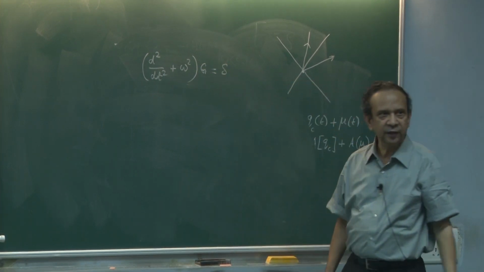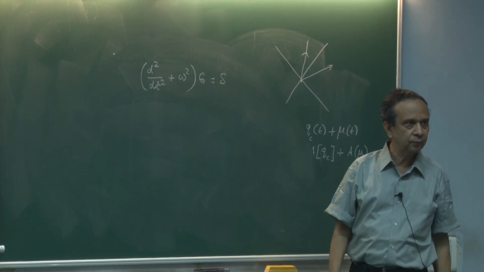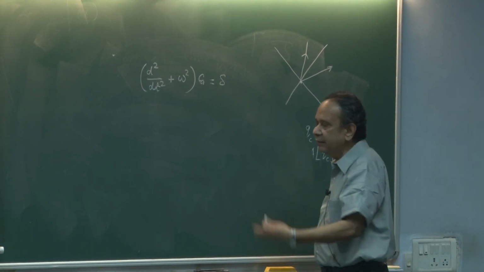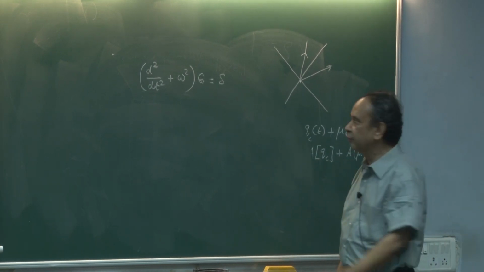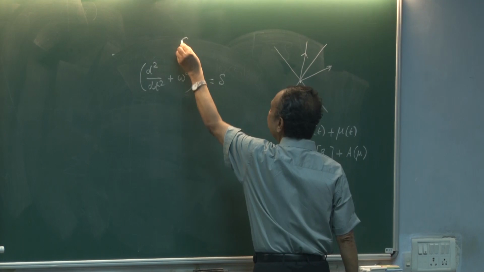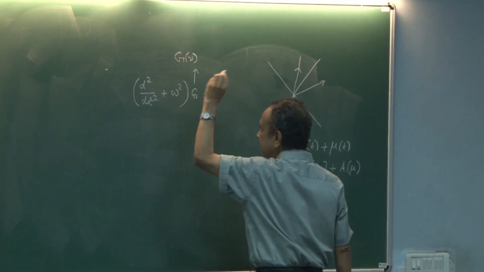So, this is the definition of a Green's function equation. This is the Green's function, this is the Dirac delta function in time. Now, the standard way to do this kind of a problem is to Fourier transform the equation. So, from G you go to some G of nu, which is the Fourier transform of this G.